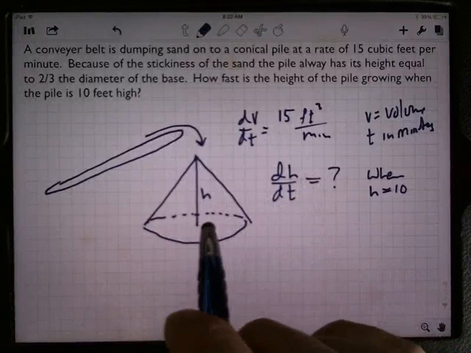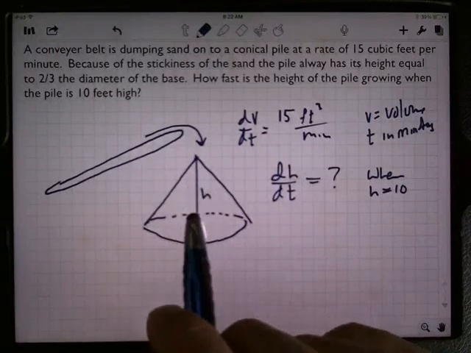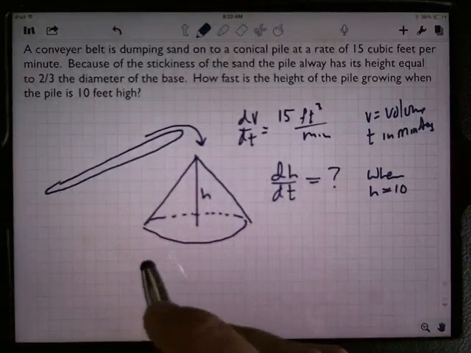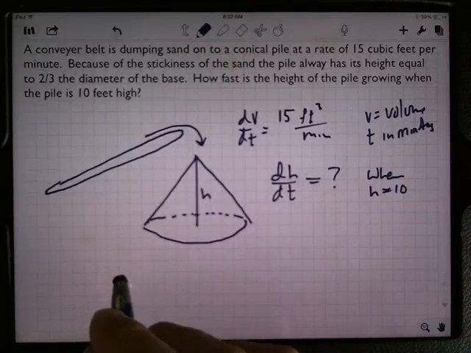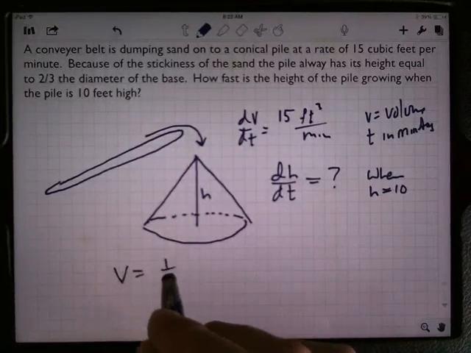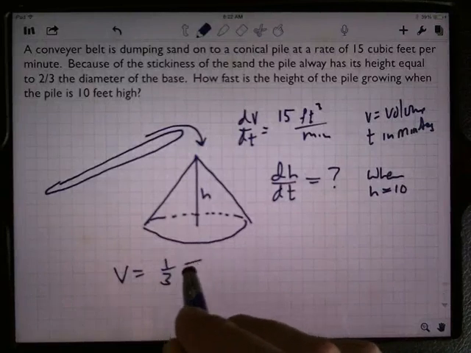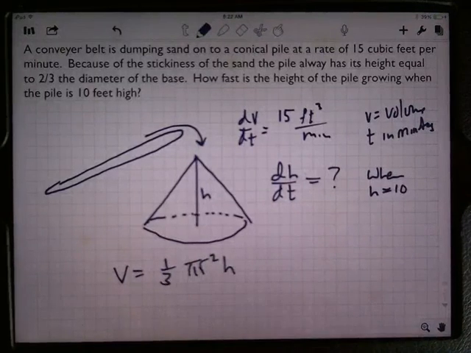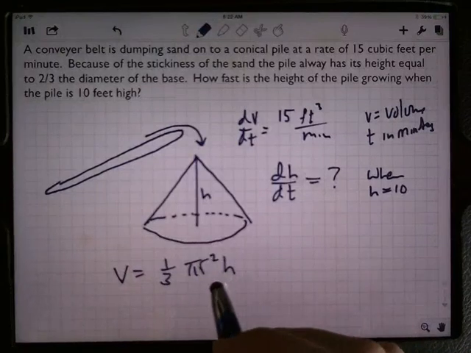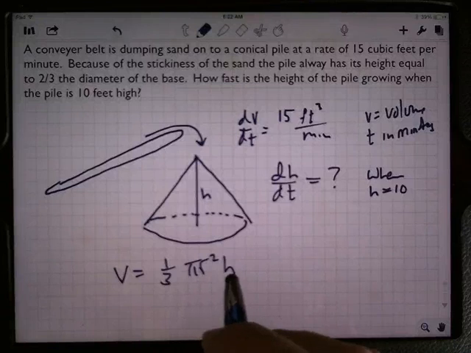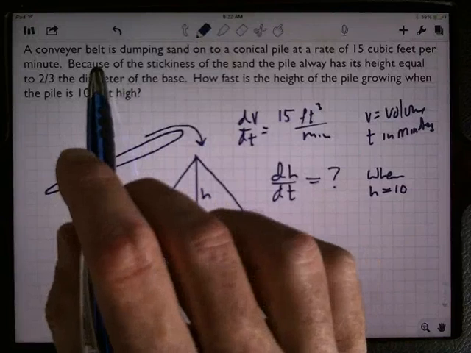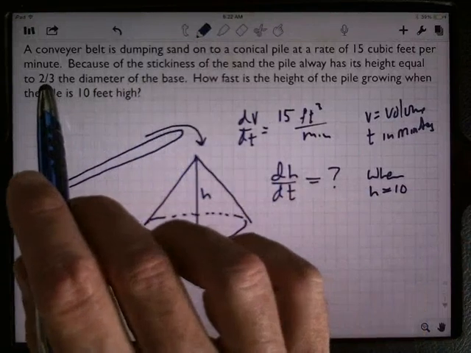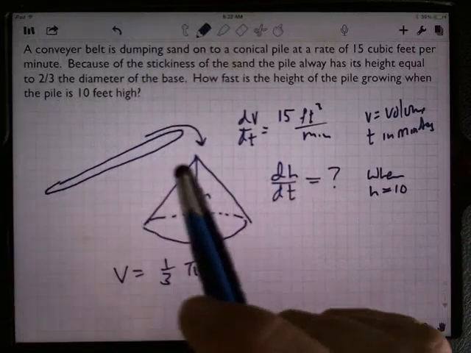I need a relationship between the height and the volume, between V and H here. Well, I know that the volume of a cone is 1/3 the area of the base times the height. So this has a few too many variables in it because it's got the R and the H. But there's a relationship between R and H because they tell me how the height is related to the diameter.